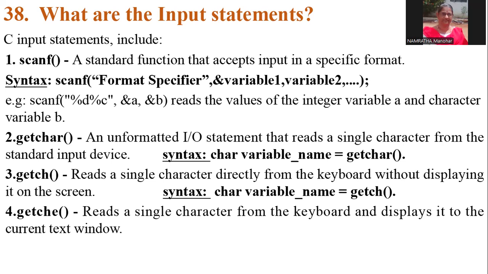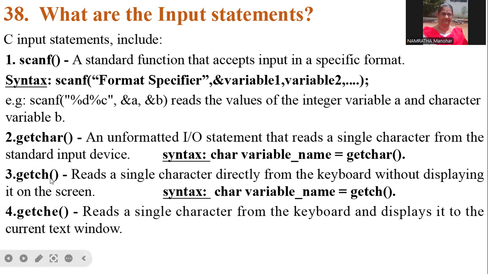The input statements we have already been using, but I'm just revisiting because this question is there. One is the scanf function, which we are already using: format specifier, variable 1, variable 2. Then getchar. This is the input-output statement which reads a single character from the standard input: char variable name is equal to getchar. getch reads a single character directly from the keyboard without displaying it on the screen. So char variable name is equal to getch. getche reads a single character from the keyboard and displays it to the current text window.